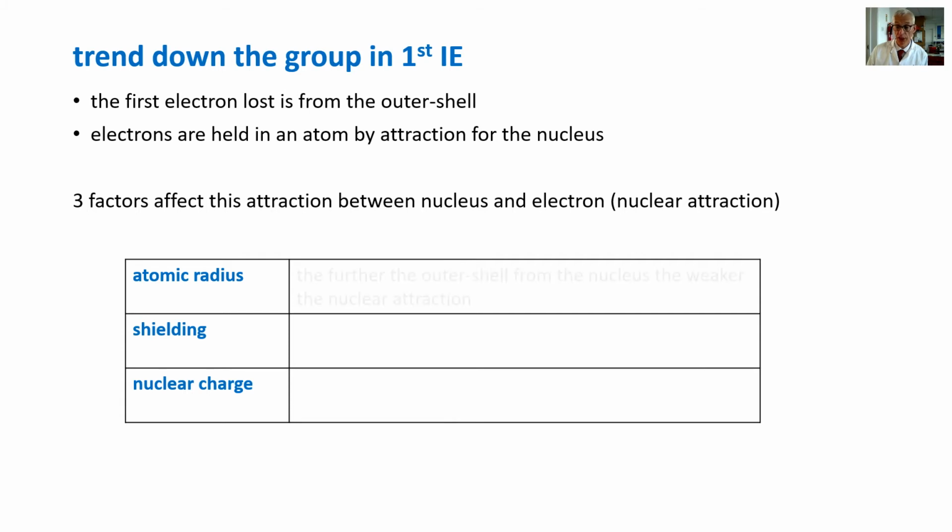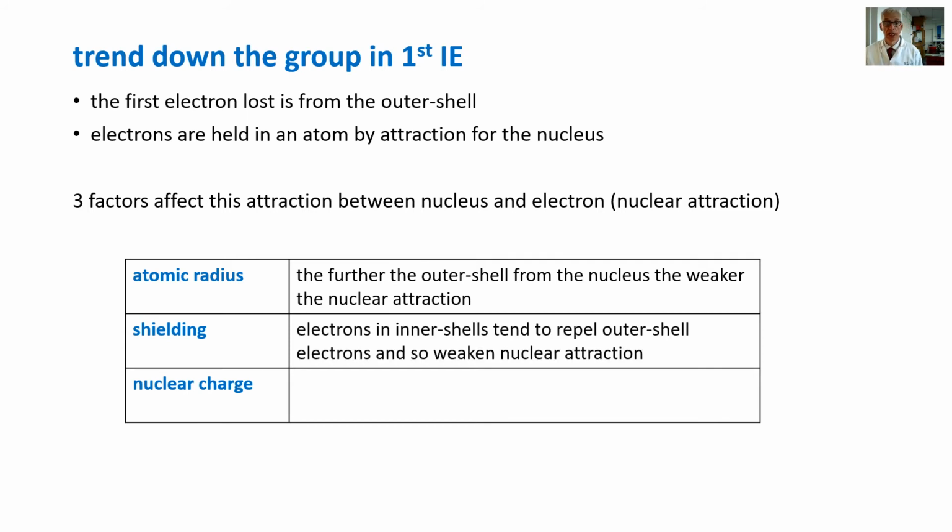The atomic radius, well, the further the outer shell from the nucleus, then as we are thinking of the attraction being electrostatic, which is distance sensitive, then the further from the nucleus the outer shell, the weaker the nuclear attraction, and the more easily the electron removed.